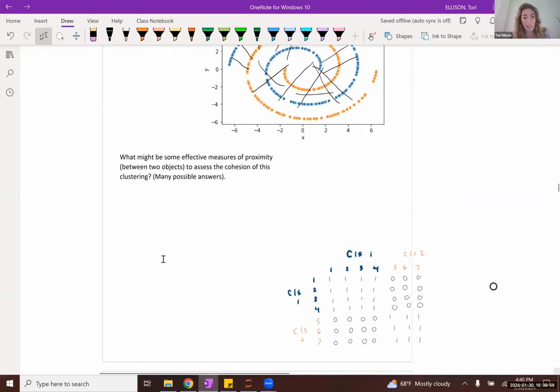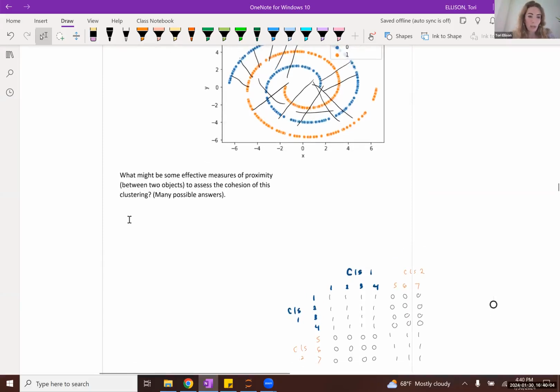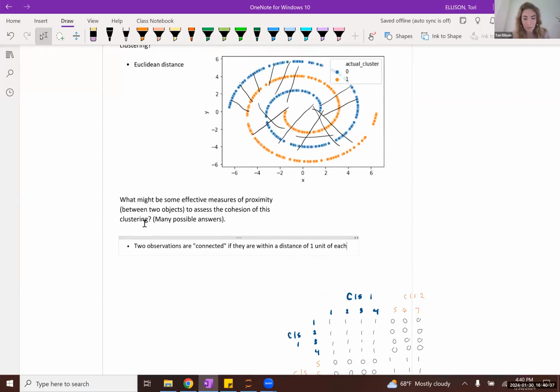But as we've seen when exploring this type of data set, there's another proximity measure that we can use, which is based on our graph-based definition of a cluster. So again, we might use this 2-step definition process to define proximity. For instance, we might say that 2 observations are connected if they are within a distance of, say, 1 unit of each other. This is more or less going to work.